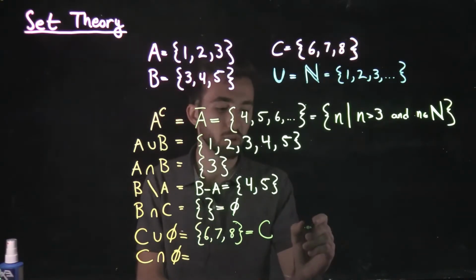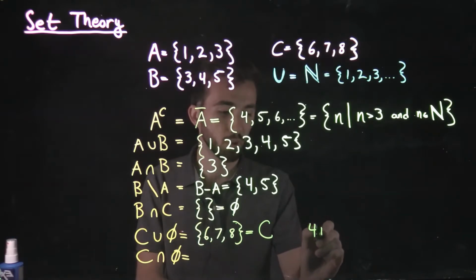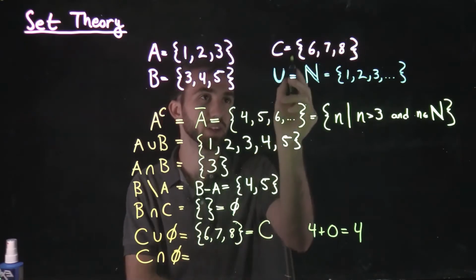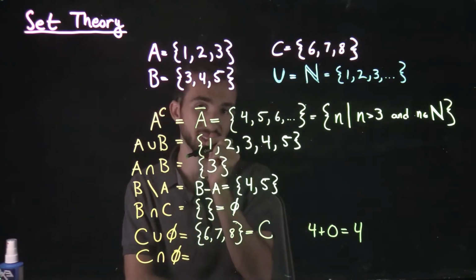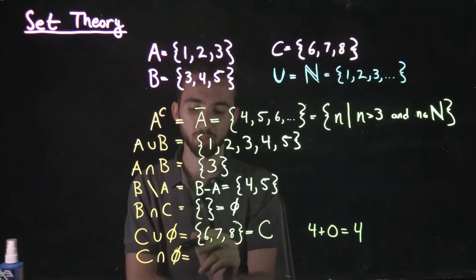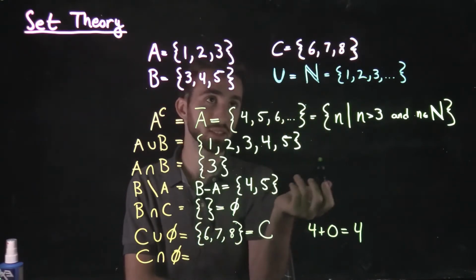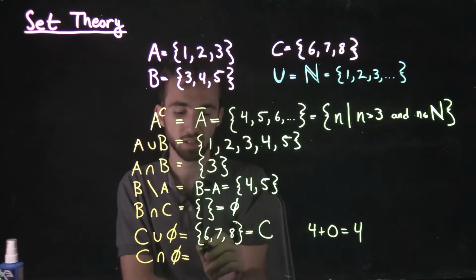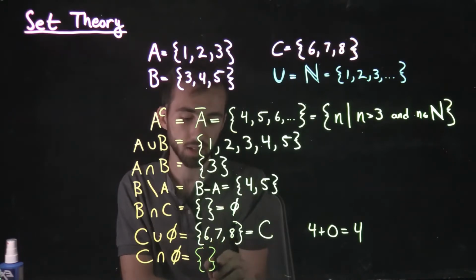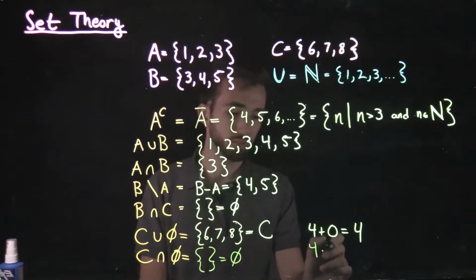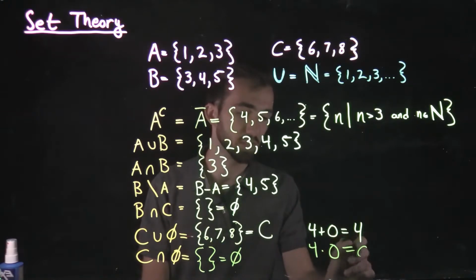It's kind of like if you were to do 4 plus 0. It's just 4. So when we do this intersection of C and the empty set, well, there's nothing in the empty set, and there's stuff inside of C, but none of that stuff inside of C is inside of the empty set. So the result of C intersected with the empty set is, again, just the empty set. Similarly, you could think of the intersection as like a multiplication, where the empty set is 0, so 4 times 0 is 0.